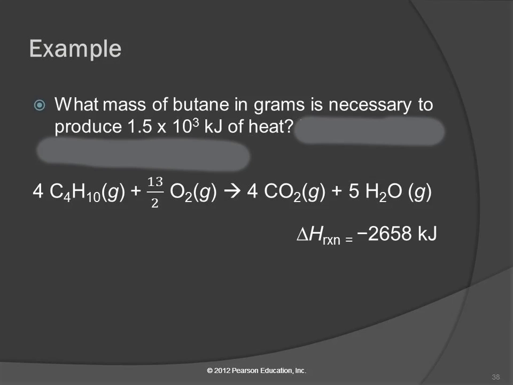Well, we've got a number here, 1.5 times 10 to the third kilojoules. Well, I'm going to write that over here under this thing that has kilojoules. 1.5 times 10 to the third. What mass of butane in grams? We haven't learned how to write the formula for butane, but this is oxygen, that's carbon dioxide, that's water, so the other one must be butane. Let's see if I can find it. So question mark, grams.